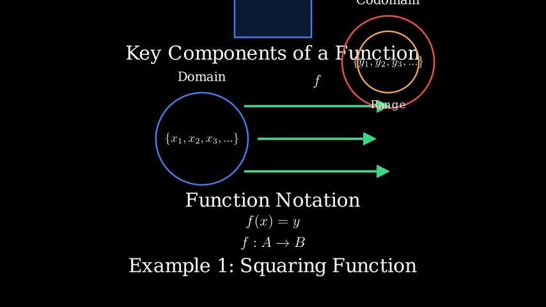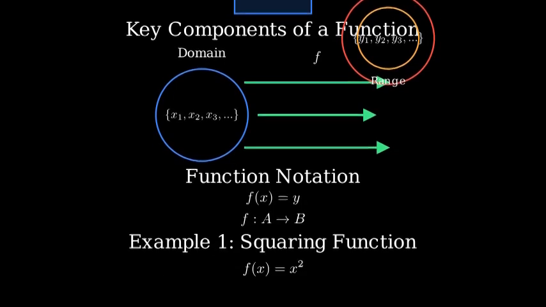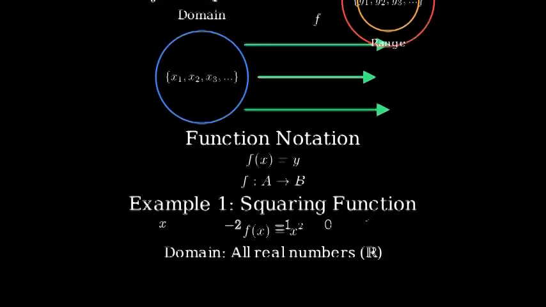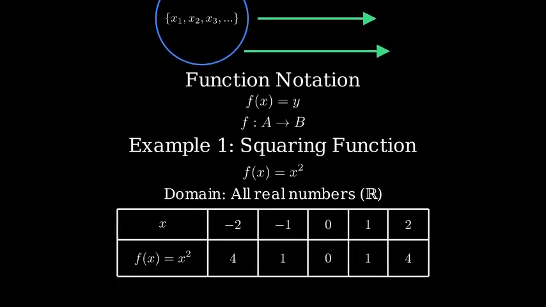Now, let's look at some examples to better understand functions. Our first example is the squaring function. We define f(x) = x², where the domain is all real numbers. Let's create a table of values to see how this function behaves.